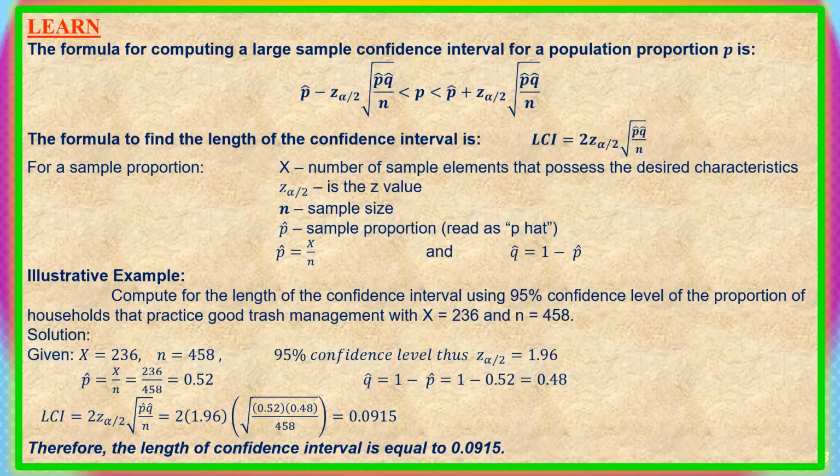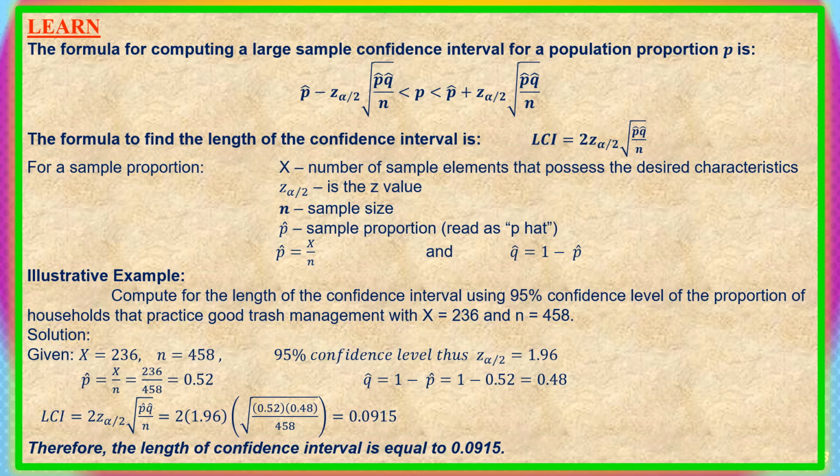So let's take a look at this example. Compute the length of the confidence interval using a 95% confidence level for the proportion of households that practice good trash management with x equals 236 and n equals 458. So our solution: we have the given x equals 236, n is 458, and a 95% confidence level. Thus our z sub alpha over 2 is equal to 1.96.